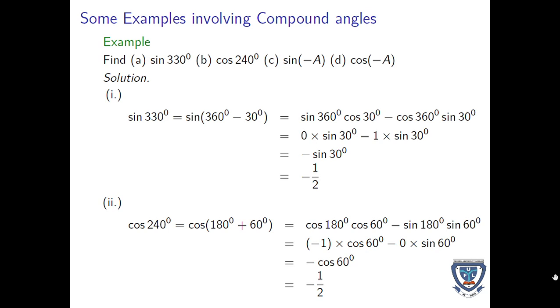So using our trigonometric identities, we are going to have that sin 330 degrees will be equal to minus 1 over 2. For B, cos 240 degrees is in the third quadrant. Therefore, you say cos(180 + 60) degrees will give us cos 240 degrees. And when you use the proper trig identity, you're also going to have minus 1 over 2.